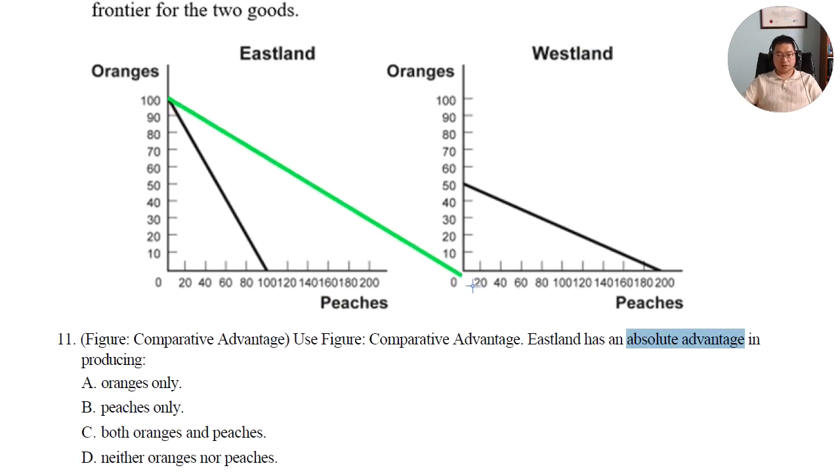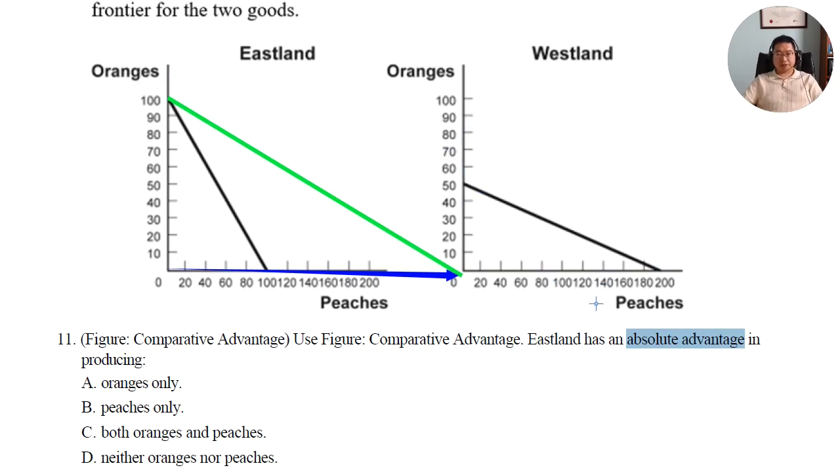Higher, here at this point it's 300. Let me put it here. I just want to emphasize it's from this origin to here it's 300. Now if the green line is the production possibility frontier for Eastland, it has absolute advantage over Westland in both the oranges and the peaches.